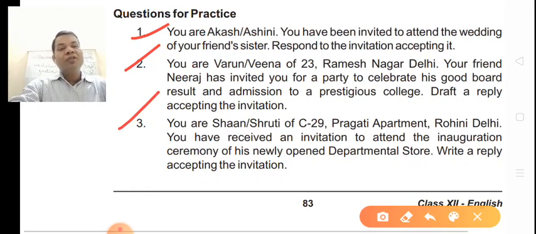Third one. You are Shan Shruti of C29 Pragati Apartment, Rohini, Delhi. You have received an invitation to attend the inauguration ceremony of his newly opened departmental store. Write a reply accepting the invitation.